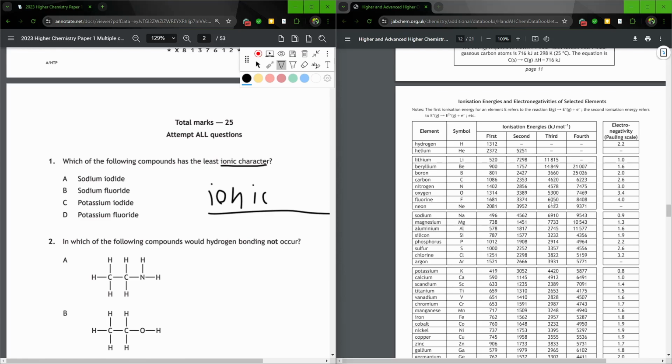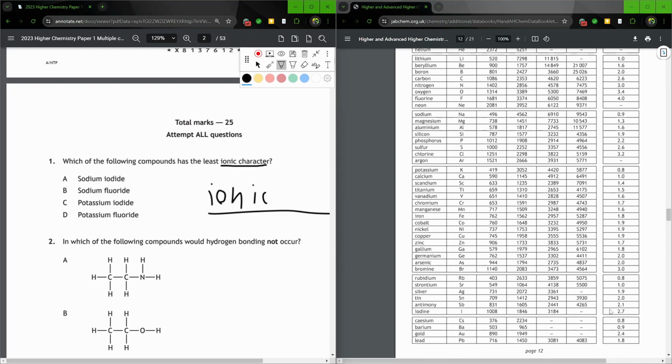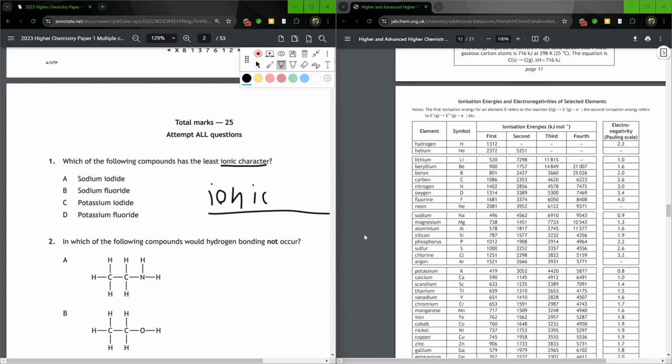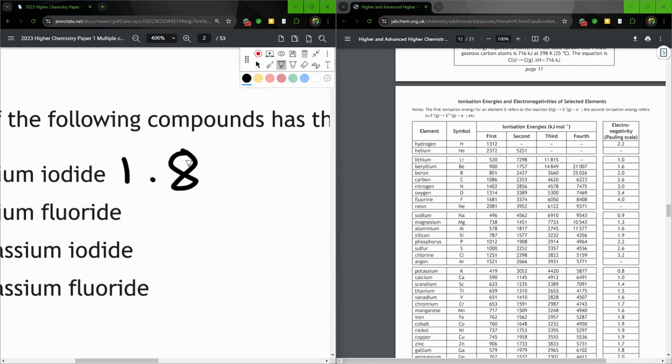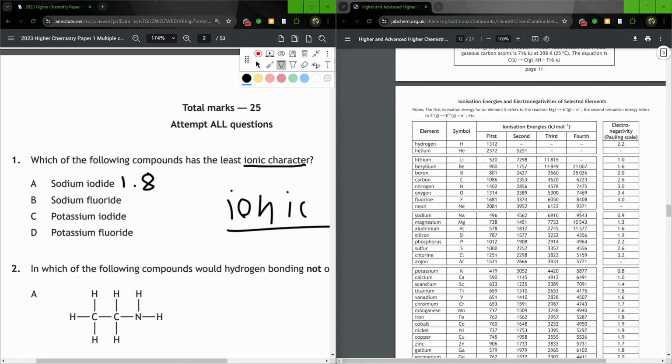So sodium iodide, we've got sodium, that's 0.9, and where's iodine? That's 2.7. So 2.7 take away 0.9 is 1.8. So I'm going to write 1.8 there. I'm going to look for the compound that has the lowest difference in electronegativity.